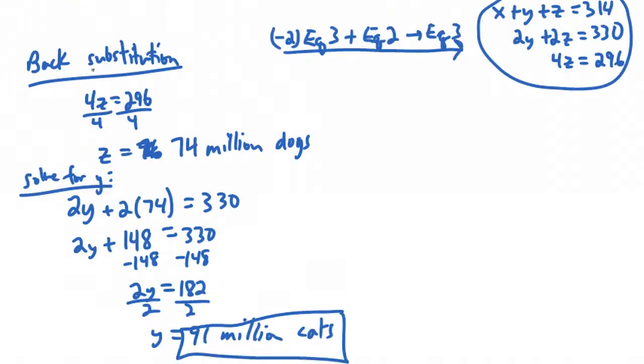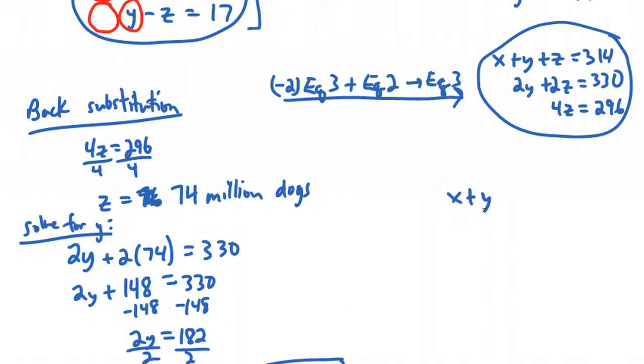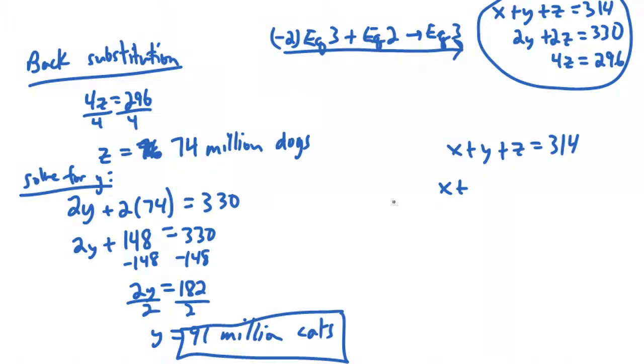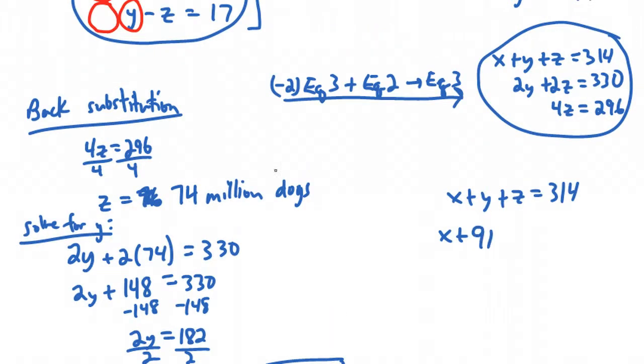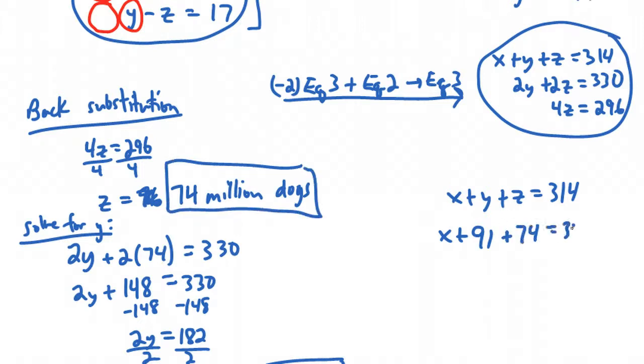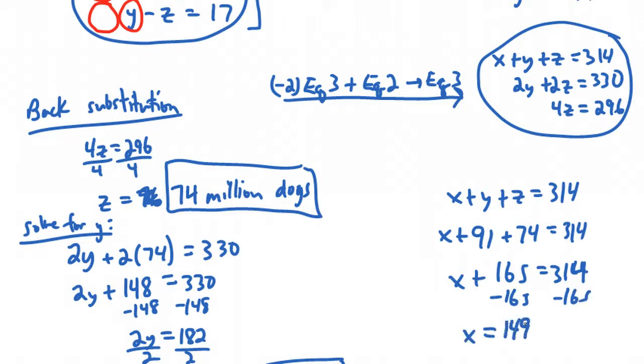And finally we can see what x is by going back to that first equation. x plus y plus z equals 314. But we know that y is 91, and we know z is 74. So we get x plus 165 is equal to 314. Subtract 165 from both sides, and we get that x is equal to 149 million. So 149 million fish. That's a lot of fish.